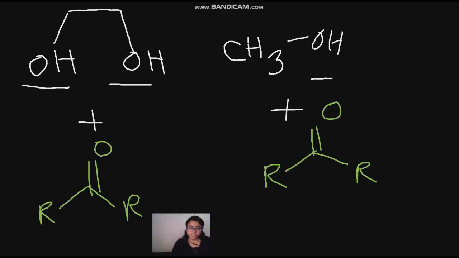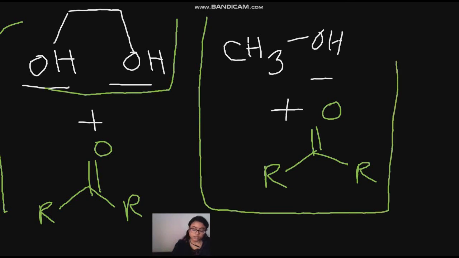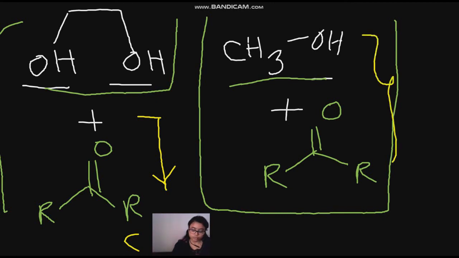For the first case, if we want ketal, then 1 mole of this diol is enough. But for the second case, if we want ketal, we need 2 mole of this alcohol. And another thing, for the first case, after forming ketal, this will give you a cyclic ketal. But if we react these two, then we will not get a cyclic ketal. We will get acyclic ketal.